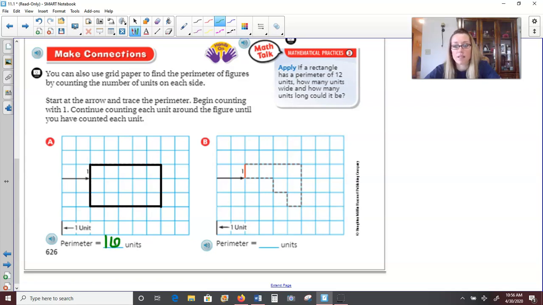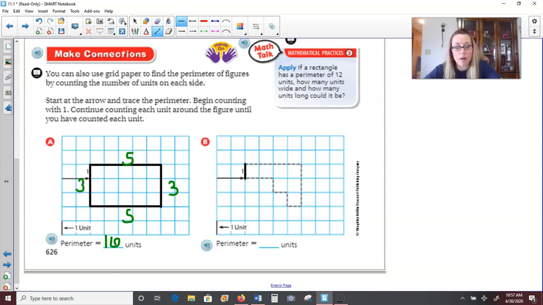Okay, and that makes sense because if you have 3 on each side, and across the bottom, we had a total of 5. And so if you checked by adding around, 5 plus 5 is 10, 3 plus 3 is 6, 10 plus 6 is 16. All right, let's go to letter B and find the perimeter of this shape.